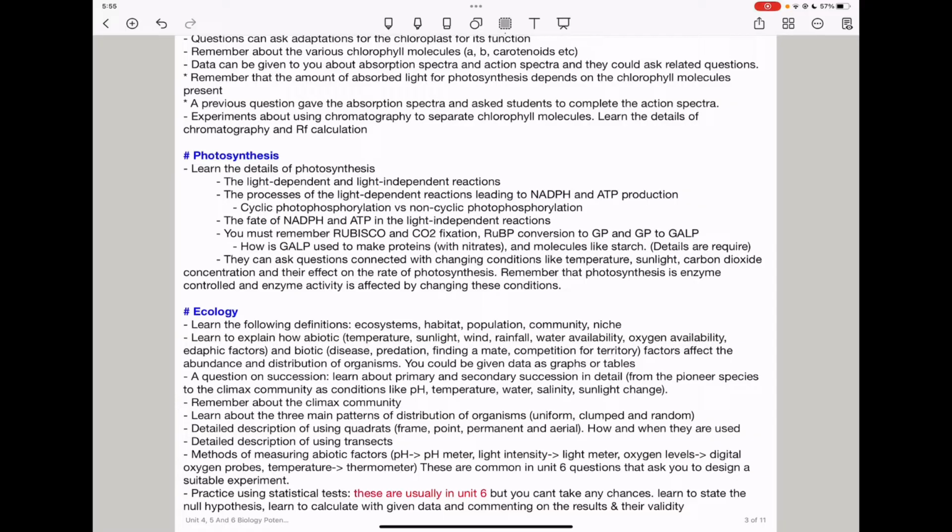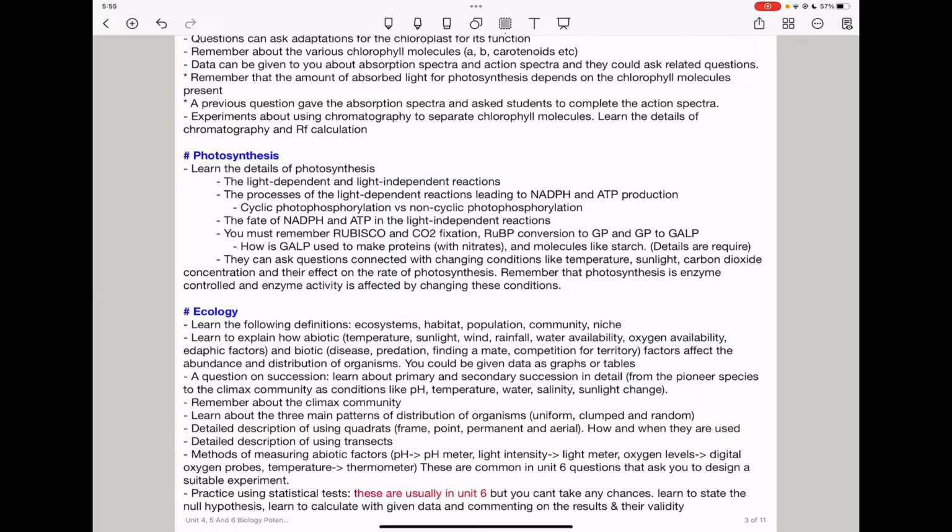You need to learn about the three main patterns of distribution of organisms. Sometimes organisms can be uniformly distributed. You need to know why they could be that way. If they are clumped, maybe there are insufficient resources or they are running away from a common enemy or predator. And if they are randomly distributed, it could be because the resources are very abundant.